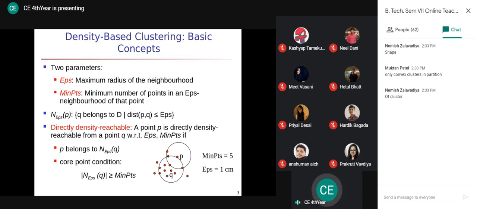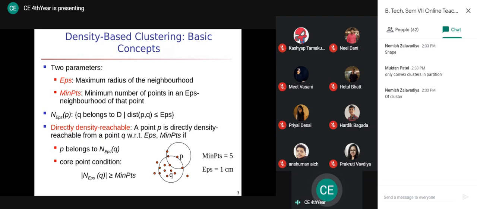The second parameter is minimum points. Within the 1 meter radius of a particular point, you count how many points there are, plus the current point you have selected. The total number of points in the given EPS radius is the N EPS of a particular point P. And if it is higher than MinPts, then the selected point is eligible to be a core point.